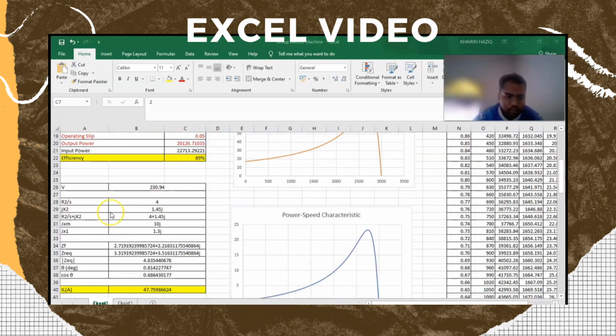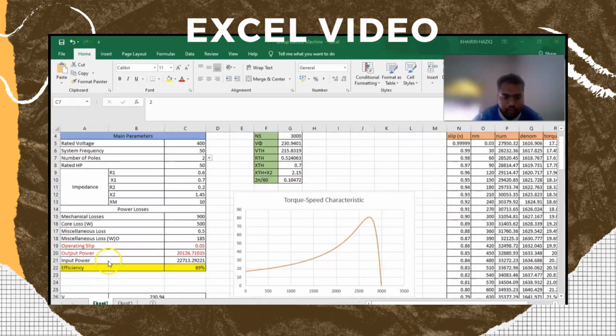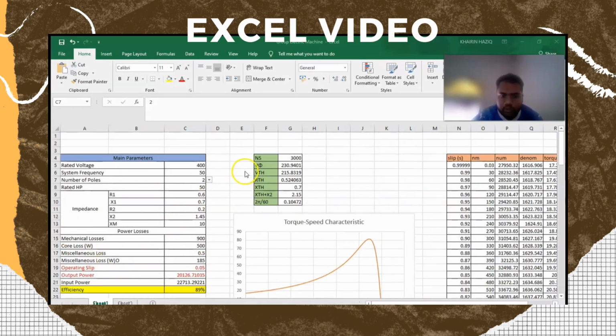So here is the table that consists of our values for the impedance that we have calculated. We have R2 over S, jX2, R2 over S plus jX2, jXm, and jX1. And our impedance here, our theta, cos theta, and our line current. And this is the table for our Thevenin values. We have V Thevenin, R Thevenin, and X Thevenin for our Thevenin impedance.